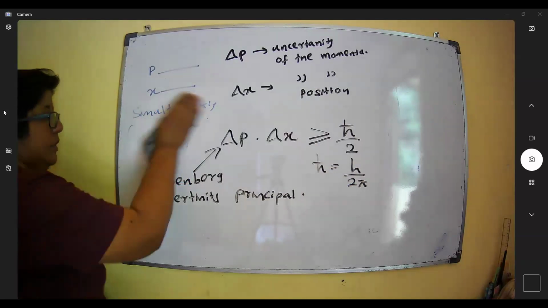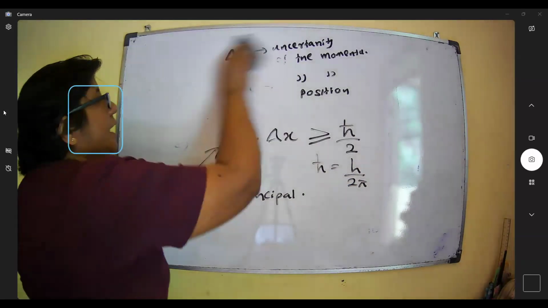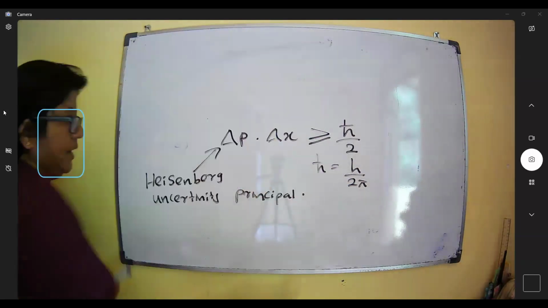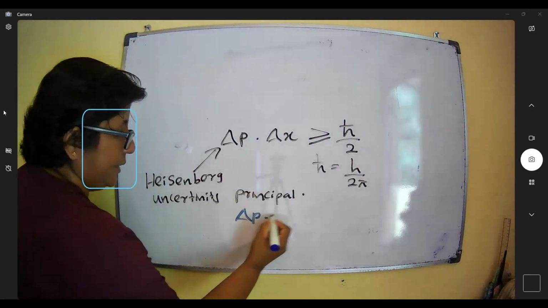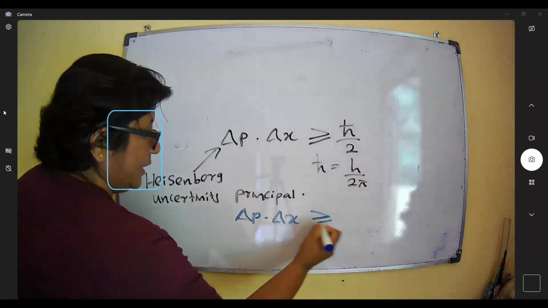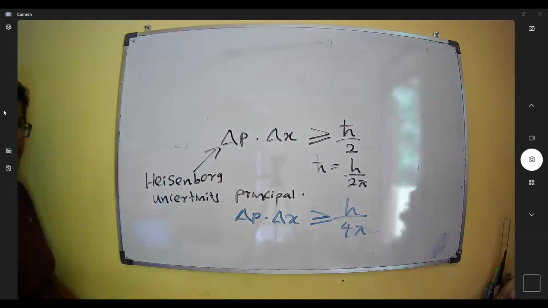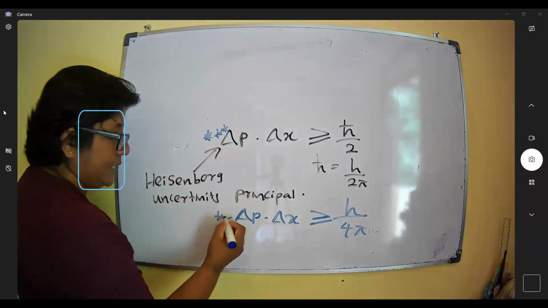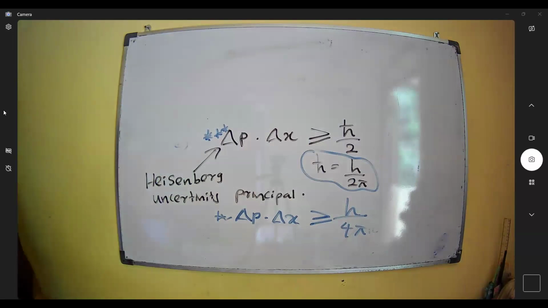Then we can substitute. The question is asking about the momentum, right? At the minimum value we take the equal sign. H over 2 pi, then the equation becomes delta P delta X greater than or equal to H over 4 pi. This is the uncertainty principle. You should remember the equation and also the relationship behind H cross, equal to H over 2 pi. Then you can substitute the values.